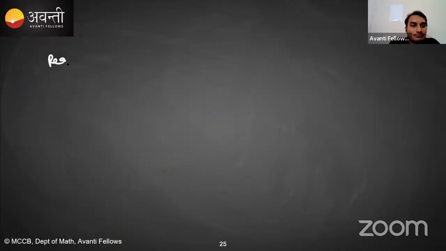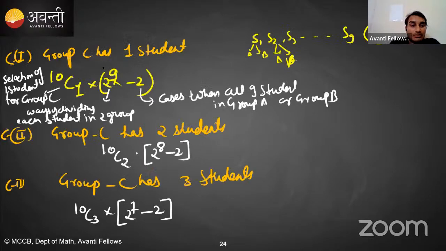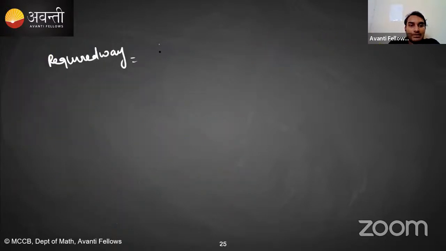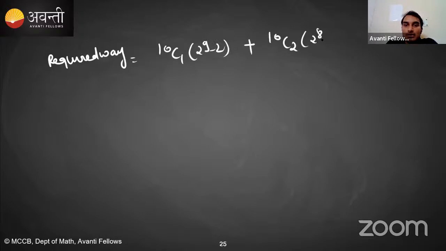So required ways: either case 1 or case 2 or case 3. So you have to add these 3. So that means 10C1 into 2 raised to the power 9 minus 2, or 10C2 into 2 raised to the power 8 minus 2, or 10C3 into 2 raised to the power 7 minus 2. So this is your answer.